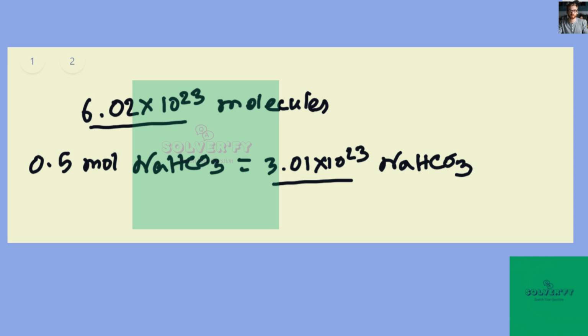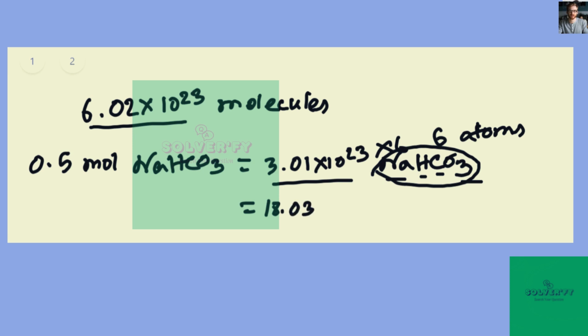Now in a sodium bicarbonate molecule, how many atoms do we have? We have 1 sodium, 1 hydrogen, 1 carbon, and 3 oxygen. That means in total we have 6 atoms in 1 molecule of sodium bicarbonate. That means in 3.01 times 10 to the power 23 molecules of sodium bicarbonate, we have this multiplied by 6, or 6 times 3 is 18.03 times 10 to the power 23 atoms.